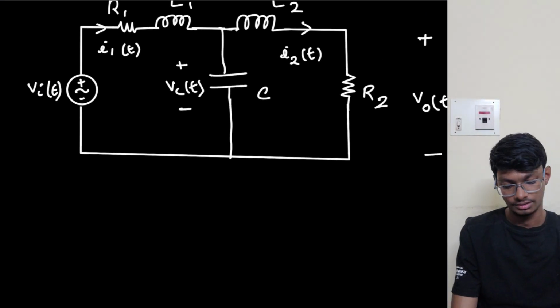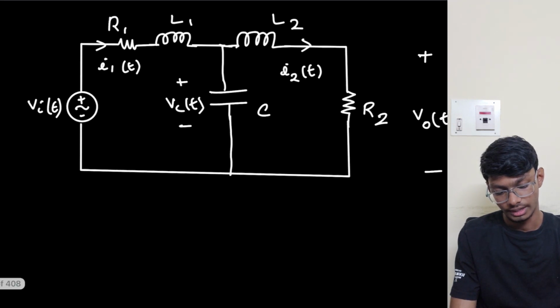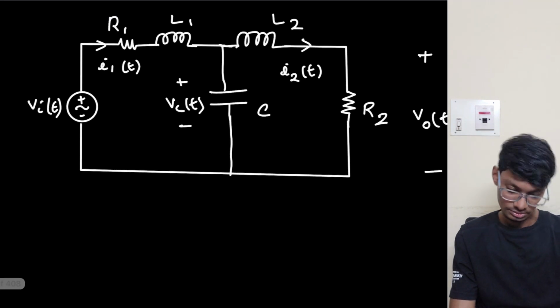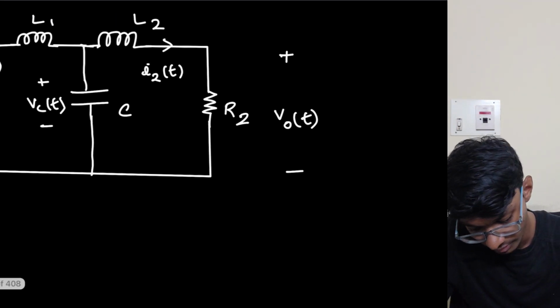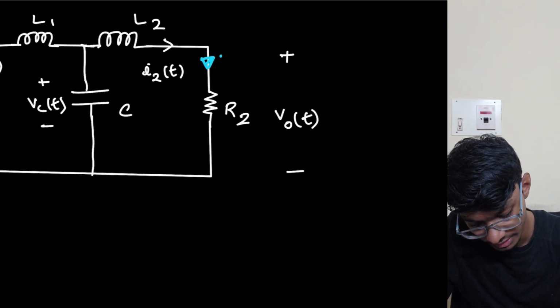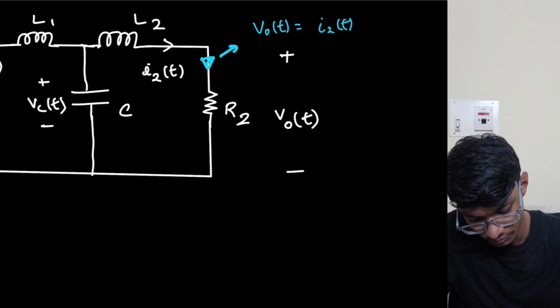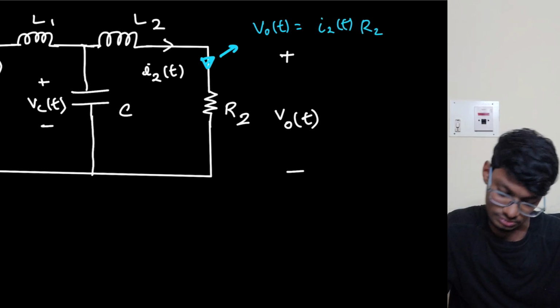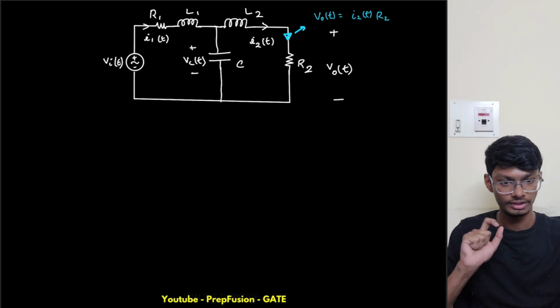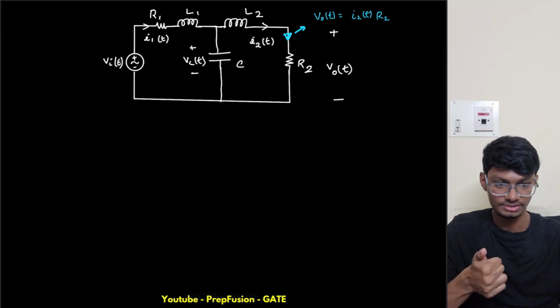I won't be able to write a static equation. One thing I'll be able to write here is this VO. VO of t equals I2 of t into R2. So V of t I can write like that: I2 of t, another state variable, into R2.